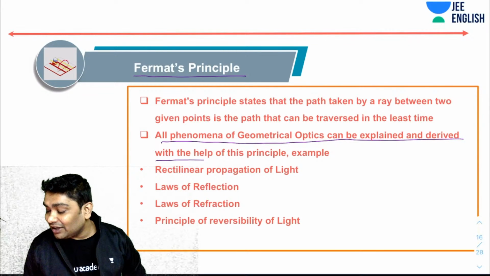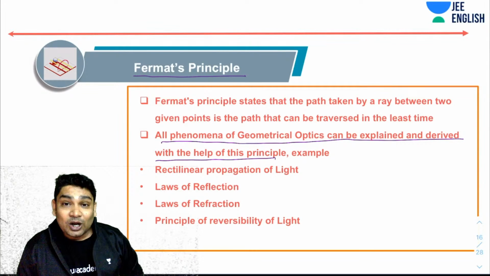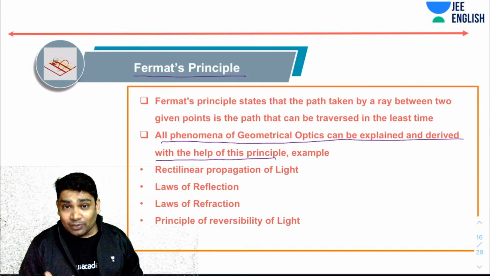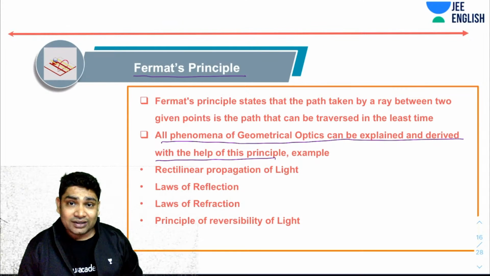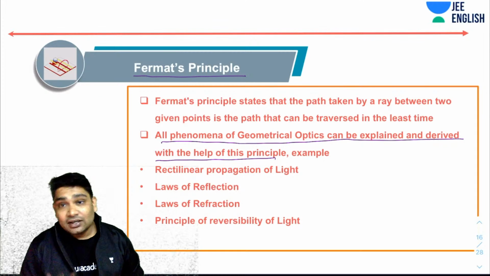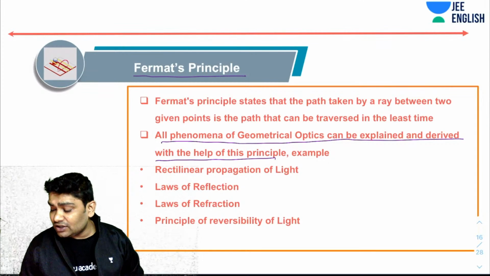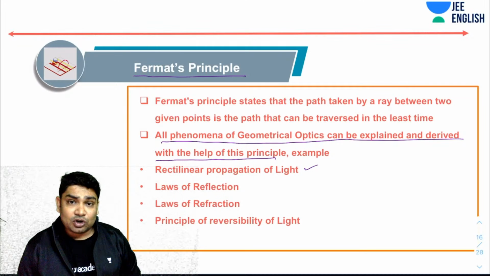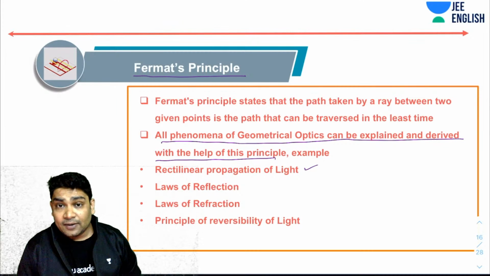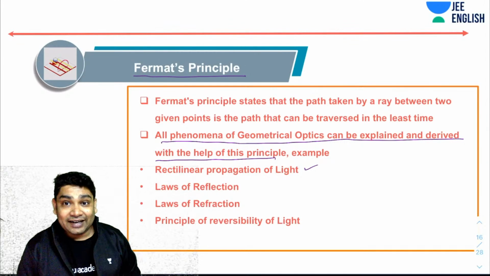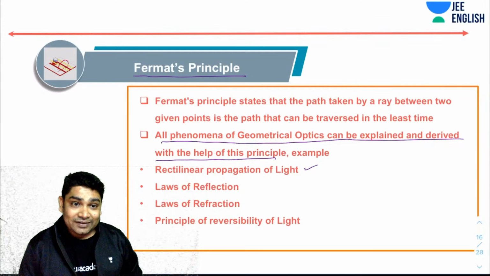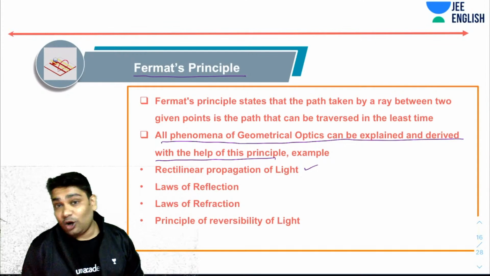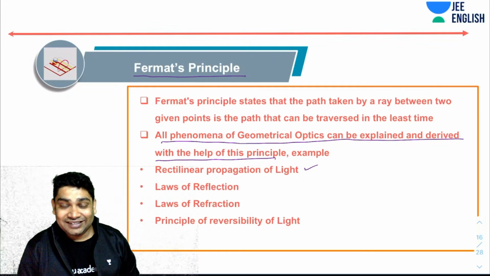Okay. Now, if you understand this principle, then all the phenomena of geometrical optics can be explained and even derived with the help of this principle. So, what all can be derived? In geometrical optics, the nature or the interaction of light that you will see will have the following properties. So, first, you will see there is rectilinear propagation of light. That is one thing that you notice in geometrical optics.